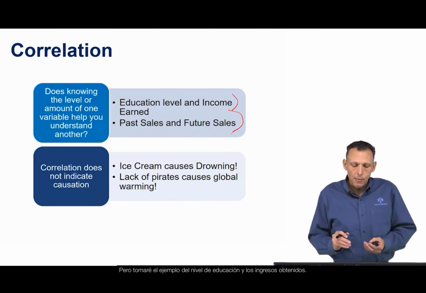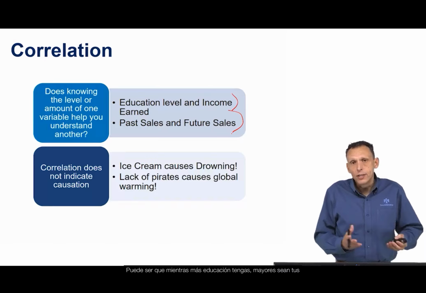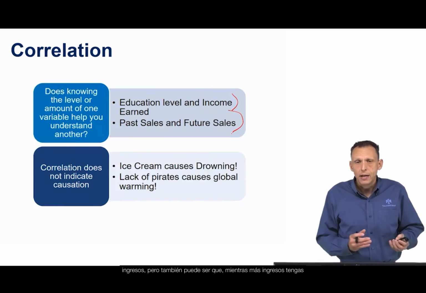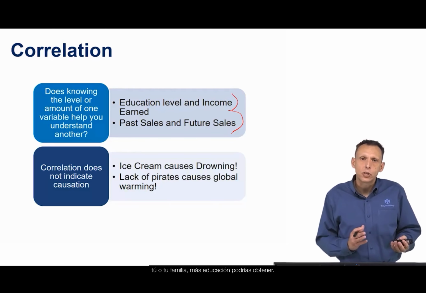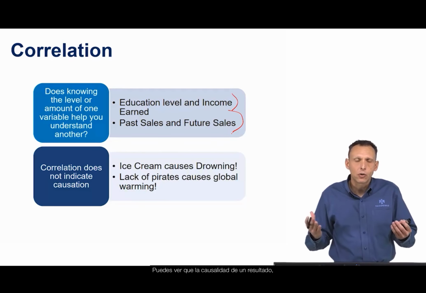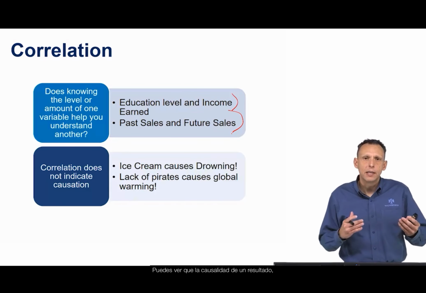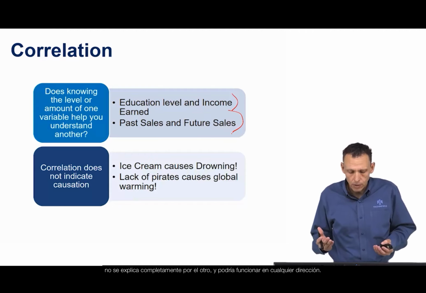But I'll take the example of education level and income earned. It could be that the more education you have, the higher your earnings. But it could also be that the more earnings that you have or your family has, the more education you could obtain. You can see that the causation of one outcome is not completely explained by the other, and it could work in either direction.